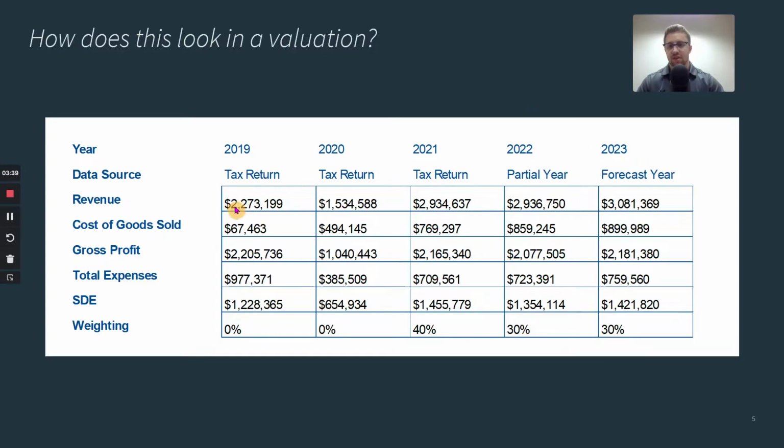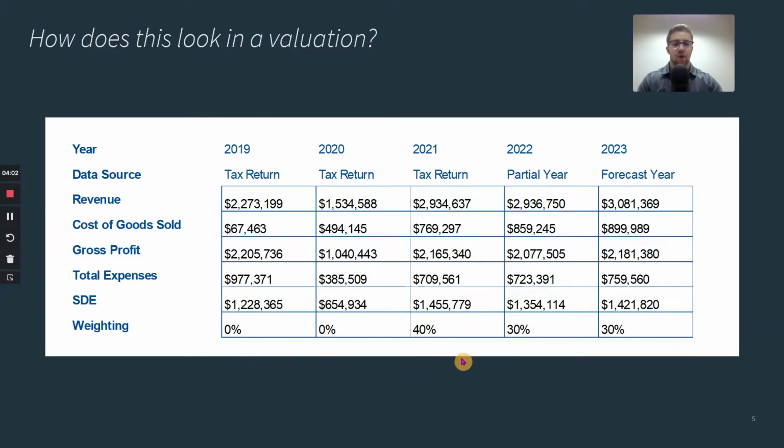And then you can see here the revenue, COGS, gross profit, total expenses, and then the SDE, and then the weighting. So what the weighting does is, say that you were going to figure out what the weighted average is, you would multiply the SDE times the weight for that year, then add it to the SDE times the weight for the next year, and so on.